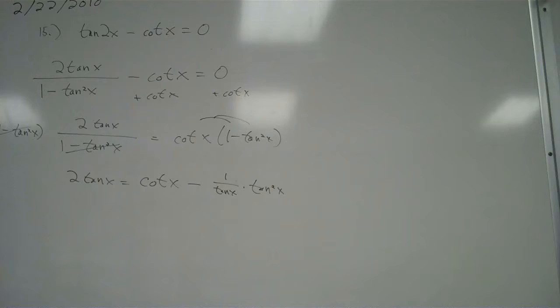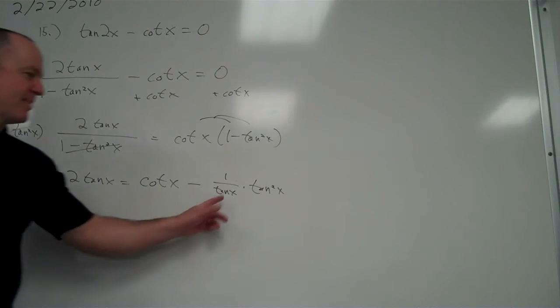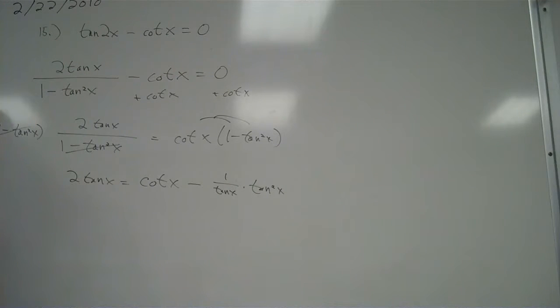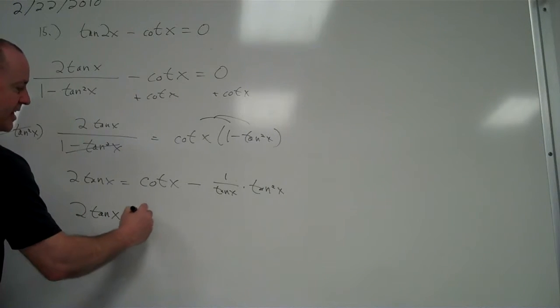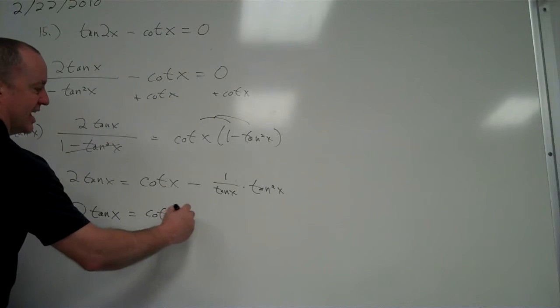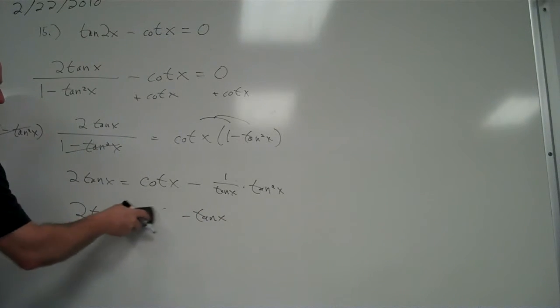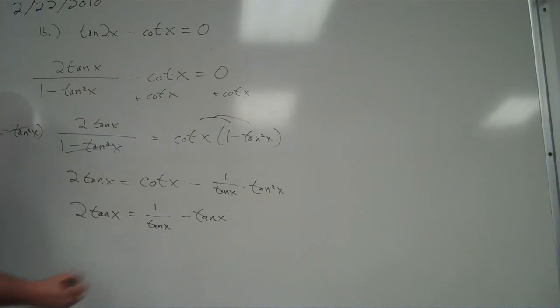Isn't that putting in a circle when you just keep on doing the same thing? Could. So that can happen with these identities, but I don't think that's going to happen here. What's going to just happen with 1 over tangent x times tangent squared x? What's left? Tangent squared x over tangent x. Which will reduce, Michelle, to tangent x. So I've got 2 tangent x equals cotangent x minus tangent x. Once again, I'm going to take this cotangent x and write it as 1 over tangent x.